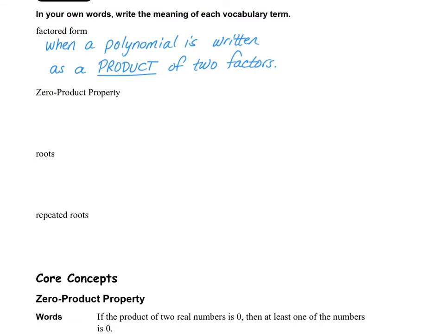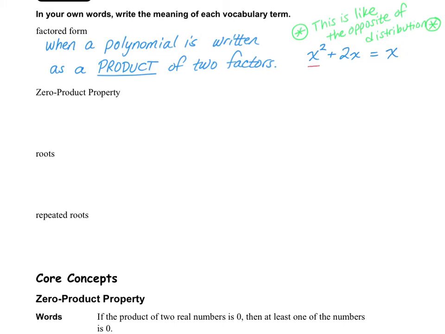Factored form is when you have a polynomial and it is written as a product of two factors. For example, if I had x squared plus 2x, this is a polynomial, but it is not written in factored form. In order to write it in factored form, what we have to do is factor out what they both have in common. So in this case, they both have an x in common.